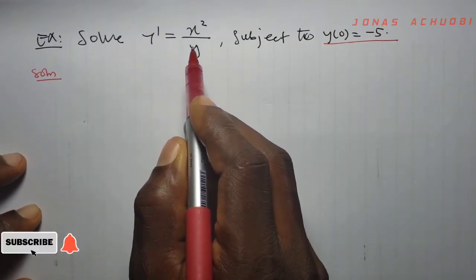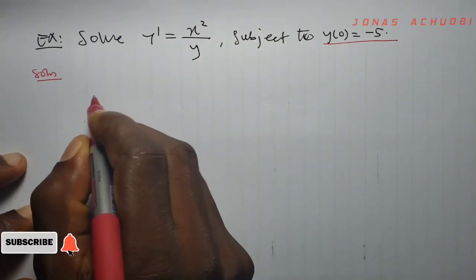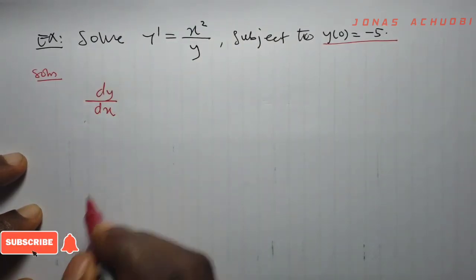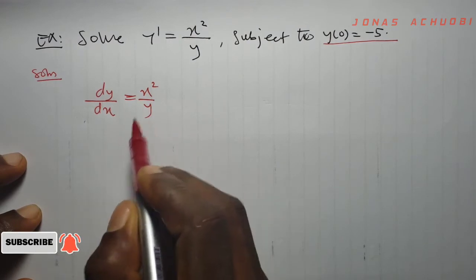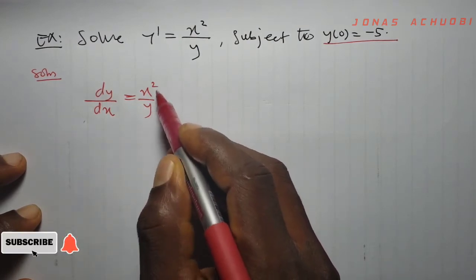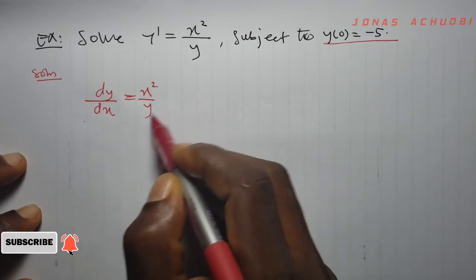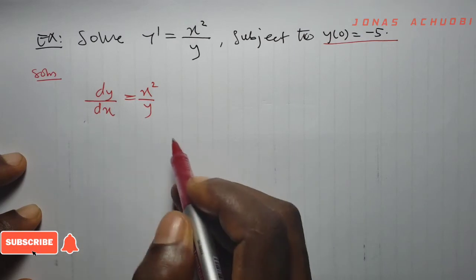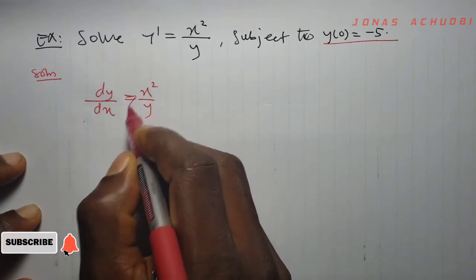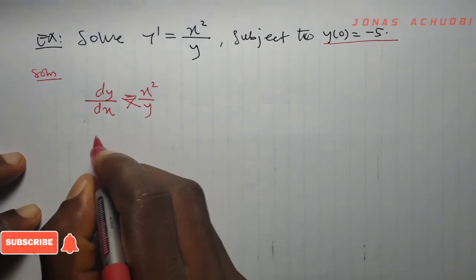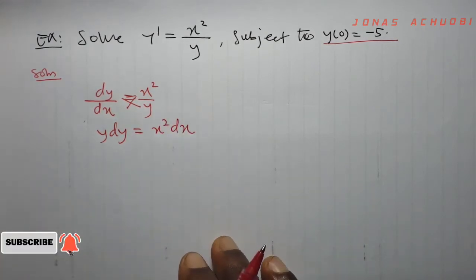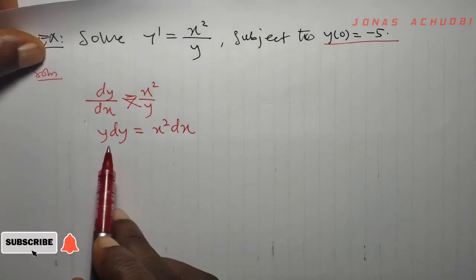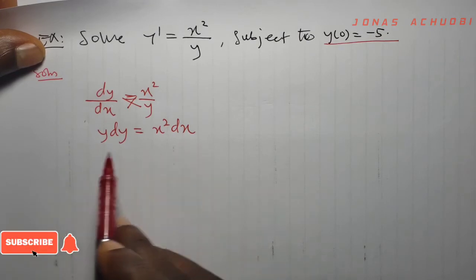We have y prime equal to x squared over y. We can write y prime as dy over dx equal to x squared over y. We observe that the right hand side of this problem is given as a quotient of two functions of x and y, so it is possible to separate the variables by writing y and x on either side of the equation. If we cross multiply at this point, we get y times dy is equal to x squared times dx. By doing this, we observe that the variable y is on the left hand side of the equation, while the variable x is on the right hand side. So the variables have just been separated.